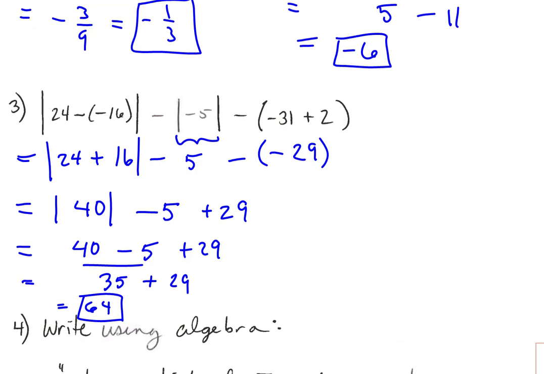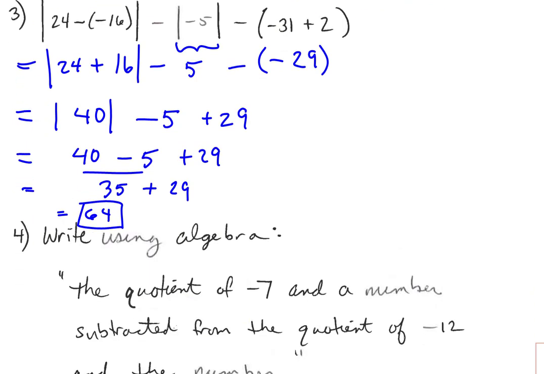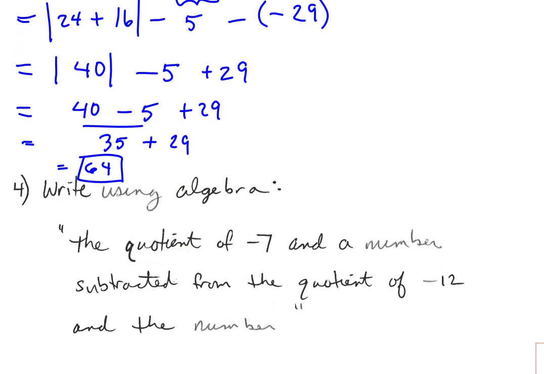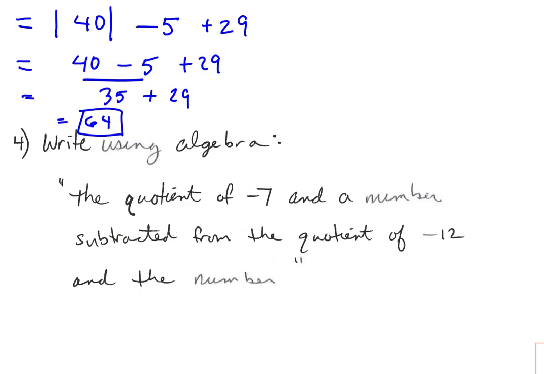Our last example in this topic here is going to be to write using algebra. We're starting with a word, phrase, or sentence, and we're going to convert it to math symbols. The phrase reads, here we go, the quotient of negative 7 and a number subtracted from the quotient of negative 12 and the number. So we have to recognize the terminology in this problem that correlates directly to math operations and write those operations or variables and numbers in the correct orientation.